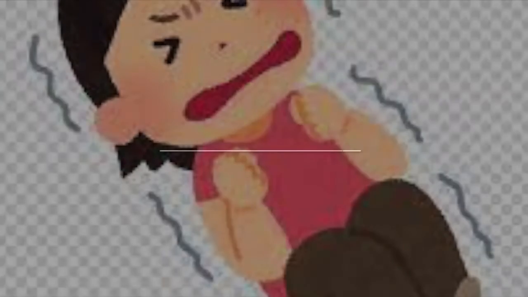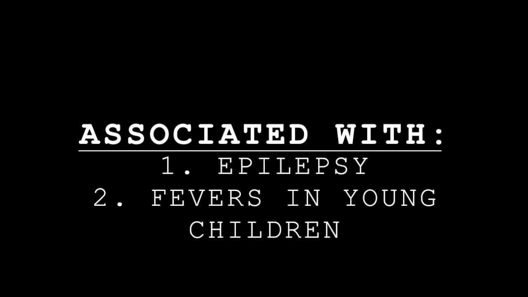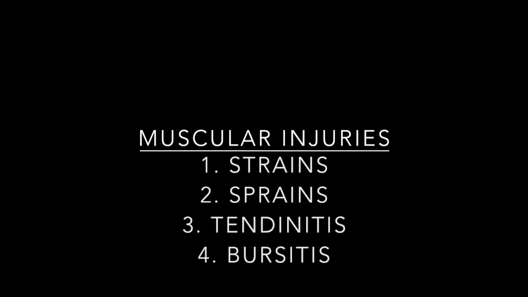Convulsions are another type of involuntary muscle contraction and happen at a rhythmic pace. The contractions occur in some or all of the involuntary muscles. Convulsions are associated with brain disorders such as epilepsy or fevers in young children. The next category is centered around muscular system injuries, which include strains, sprains, tendinitis, and bursitis.